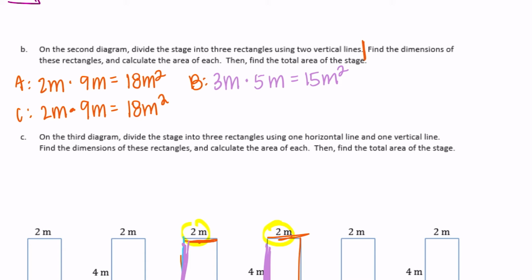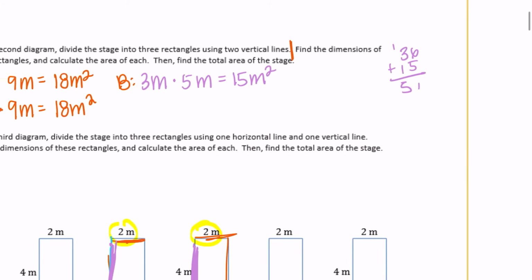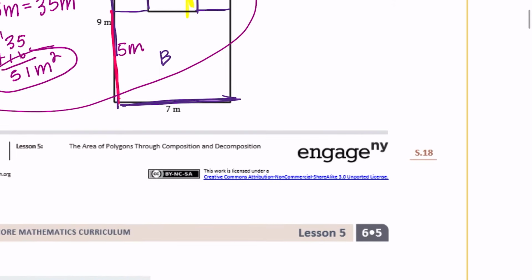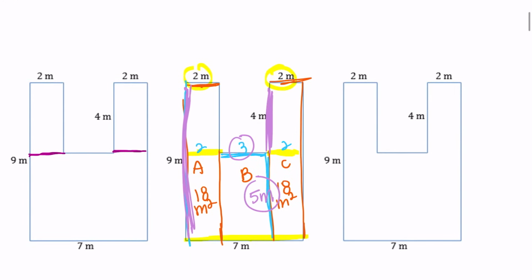And if we add all of those together, 18 plus 18 is 36. 36 plus 15 gives us 51 meters squared, which is good because that is the same thing we got for part A here. It's 51 meters squared, because they are all the same. So it's just showing how you can divide it up differently and get the same thing.